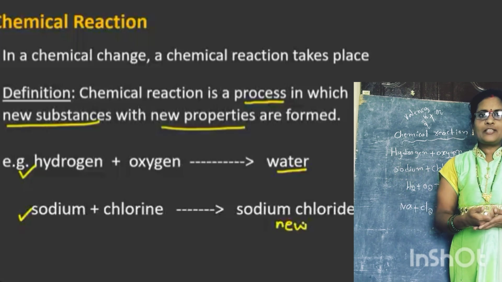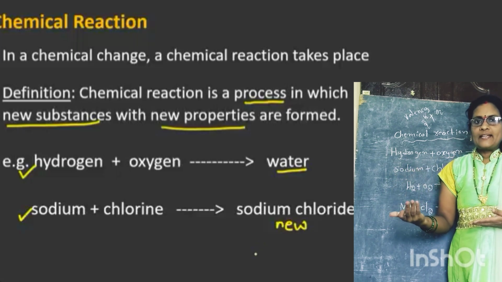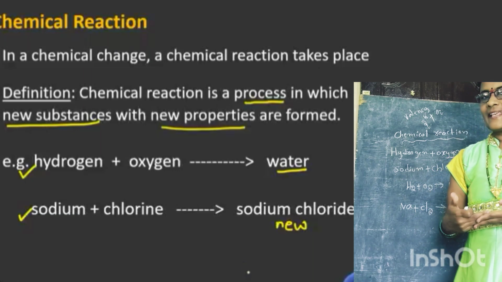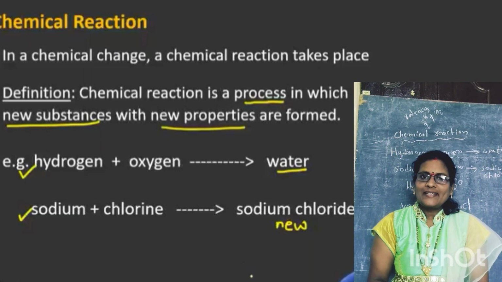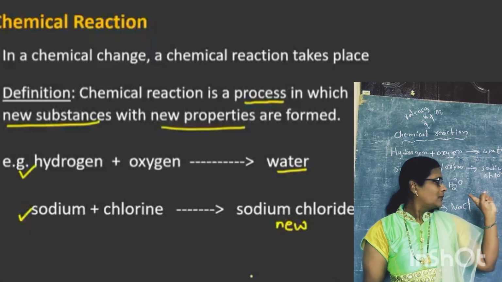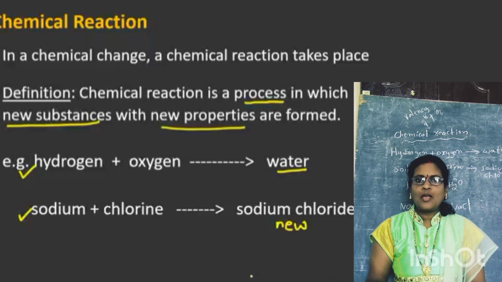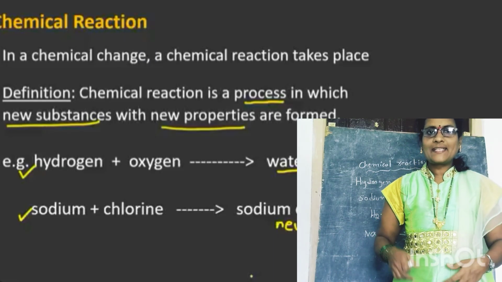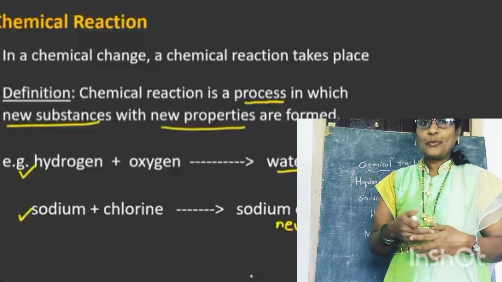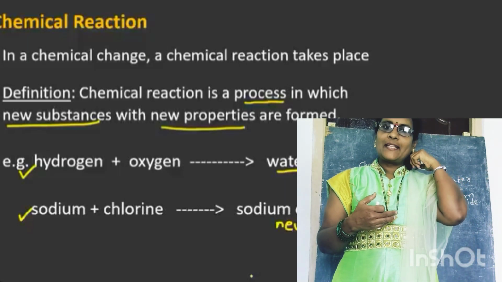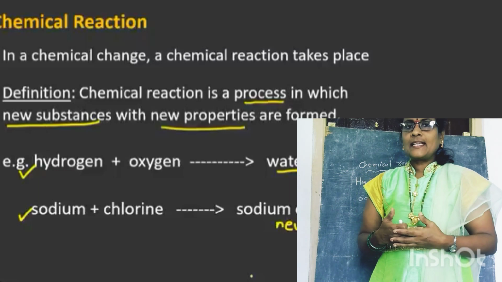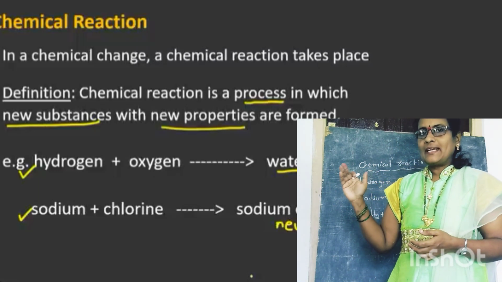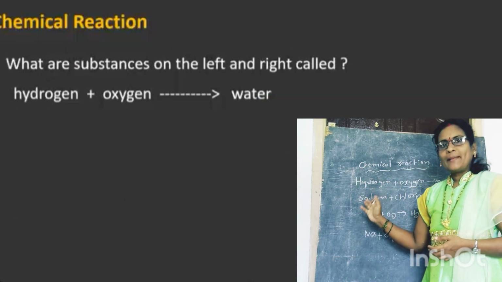Here we have some examples of chemical reactions. For example, hydrogen plus oxygen gives water. So, can you see that water is the new substance formed from hydrogen and oxygen? Similarly, sodium and chlorine combine to get sodium chloride. So, the new substance here is sodium chloride. There is something new formed from sodium and chlorine, and as you know, water has very different properties from hydrogen and oxygen.